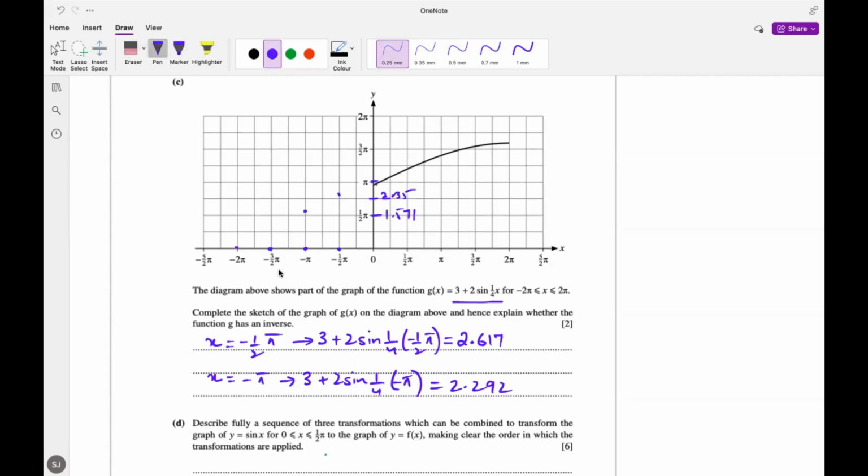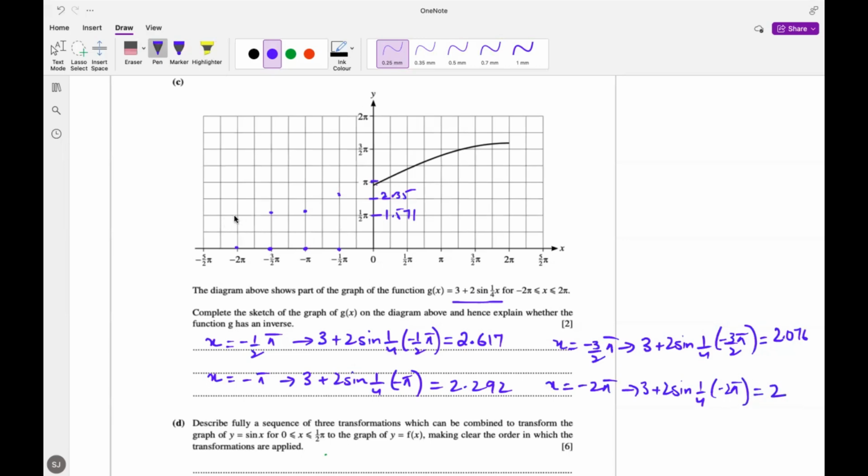When we substitute -3/2 π into the equation, we write it as 3 + 2 sin(1/4 × -3/2 π). Substituting this in the calculator, the value will be 2.076. So at -3/2 π, it is 2.076, which will be somewhere above 2.292, just above the line. And substituting x equals -2π into the equation, we get 3 + 2 sin(1/4 × -2π). When you substitute this, we get a value of 2. So at -2π, the value will be 2. So we'll complete the graph, which will look somewhat like this.